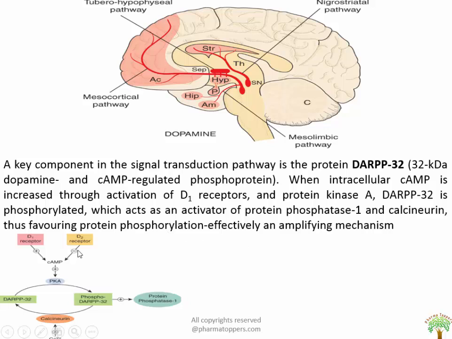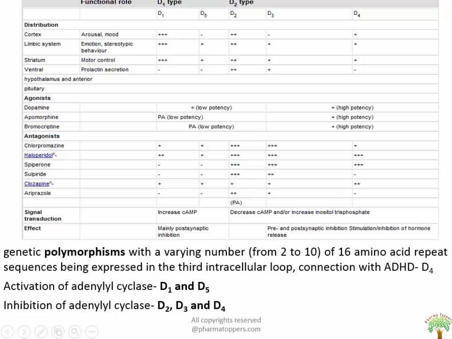So again you could see the dopamine receptor type 2, which is D2, which act as an inhibitory neurotransmitter in this. Coming to next slides, here you could see friends the chart of the D1 and D2 type receptors. D1 and D5 cause the activation of the adenyl cyclase system, whereas D2, D3 and D4 is based on the inhibition of the adenyl cyclase system.